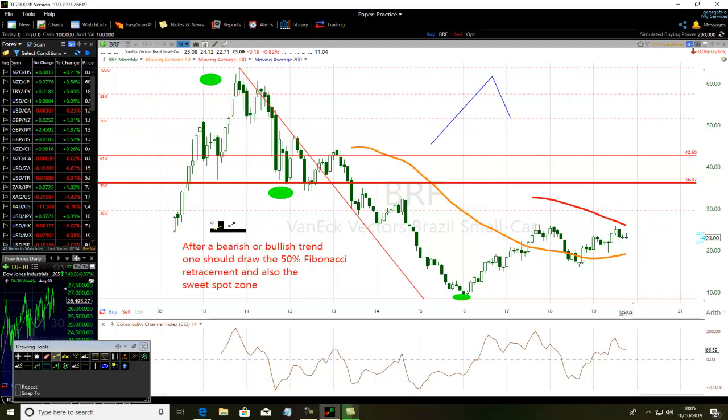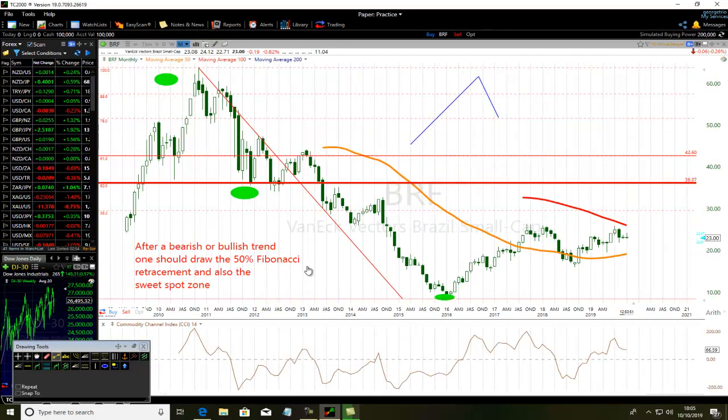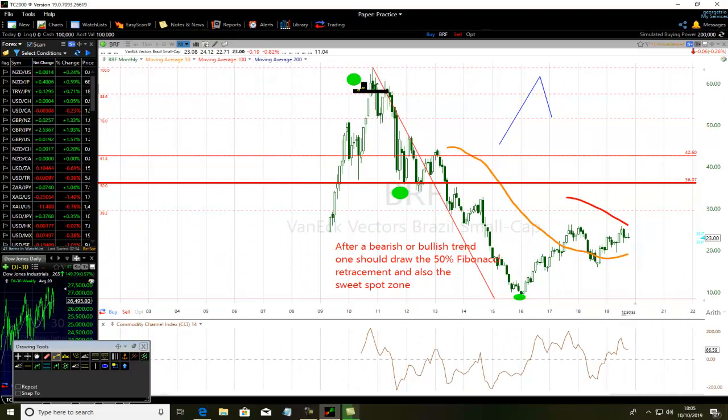We are talking about how to avoid the 50% Fibonacci sweet spot biggest trading mistake like a pro. Now, the financial instrument that we are looking at here is, it's a difficult name, VanEck Vectors Brazil Small-Cap, ticker BRF. There was a bearish trend, you see. It was in a declining channel yesterday. Okay? And now it start going up a bit.